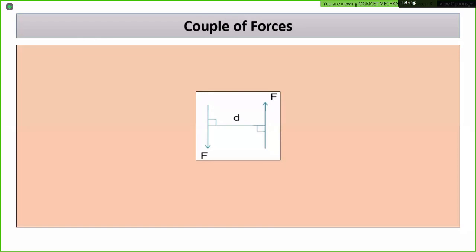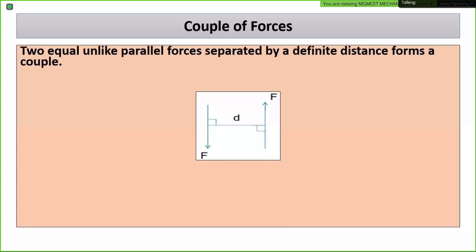I have given an example from everyday life: you are opening a tap. When opening a tap, what do we do? We apply two forces in different directions. So to open a tap, you are applying two forces of the same magnitude at a certain distance d. Due to these forces, the effect will be rotation of the body. Again, rotation may be clockwise or anti-clockwise, so again I have to use sign conventions. So two equal unlike parallel forces separated by a definite distance form a couple.